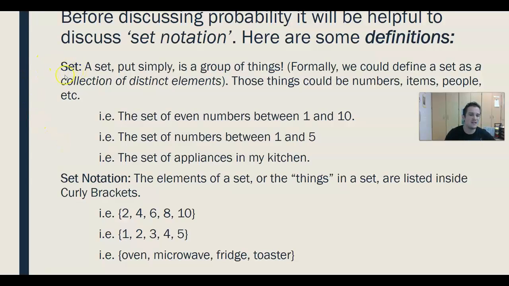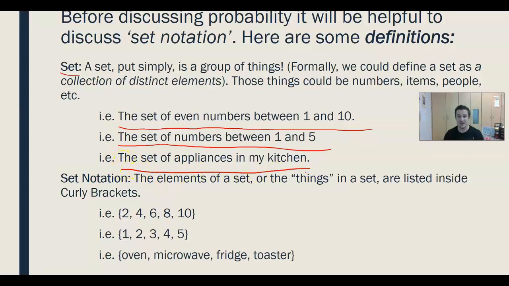So first, a set. When I say the word set, a set, put simply, is a group of things. Formally, we could define a set as a collection of distinct elements. So it's just a group of items. Those things could be numbers, items, people, etc. So for example, the set of even numbers between 1 and 10. So all the even numbers between 1 and 10. That's a collection of numbers. The set of numbers between 1 and 5: 1, 2, 3, 4, 5. That's a collection or a group of numbers. The set of appliances in my kitchen. It's a group of things that I can specifically pick out. So that's what a set is. It's just a group of things. A group of items, group of numbers, whatever it may be.